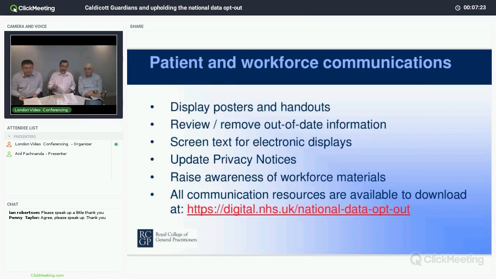In terms of communications, there's a range of materials that we've made available from NHS Digital. They're all available on the website that's identified at the bottom of this slide, if you want to make a note of that, while I talk you through this with the detail on the slide.